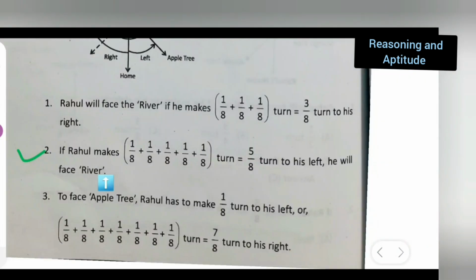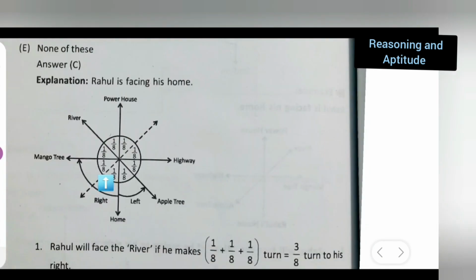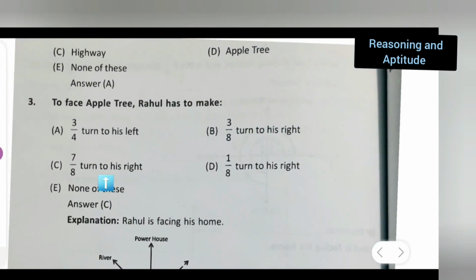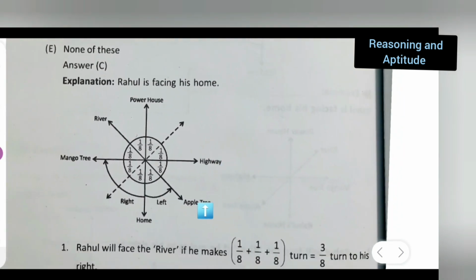Now moving towards the next example, let us see the next example. To face apple tree, Rahul has to make how many turns now? 3 by 4 is an option, 3 by 8 is an option. Here options are given, right? So which option is the correct option? See, he can face either towards the right or left. It is not mentioned, okay?